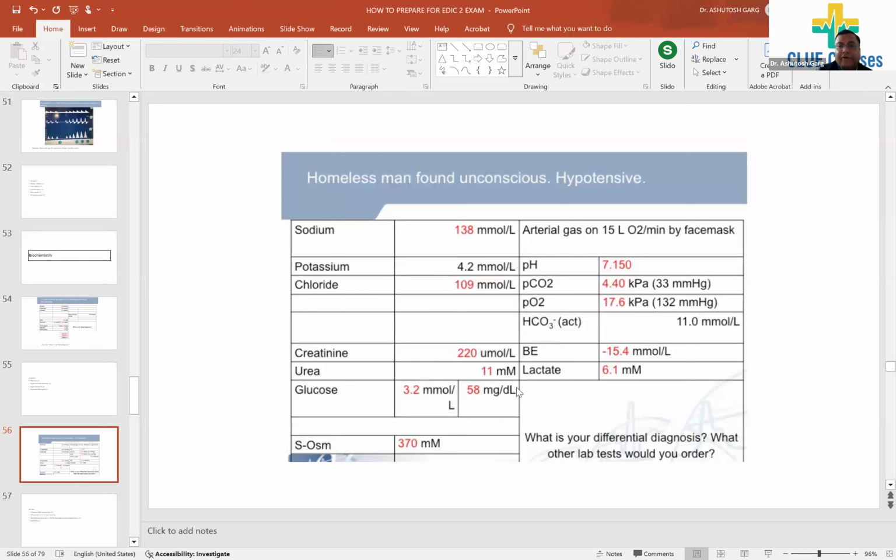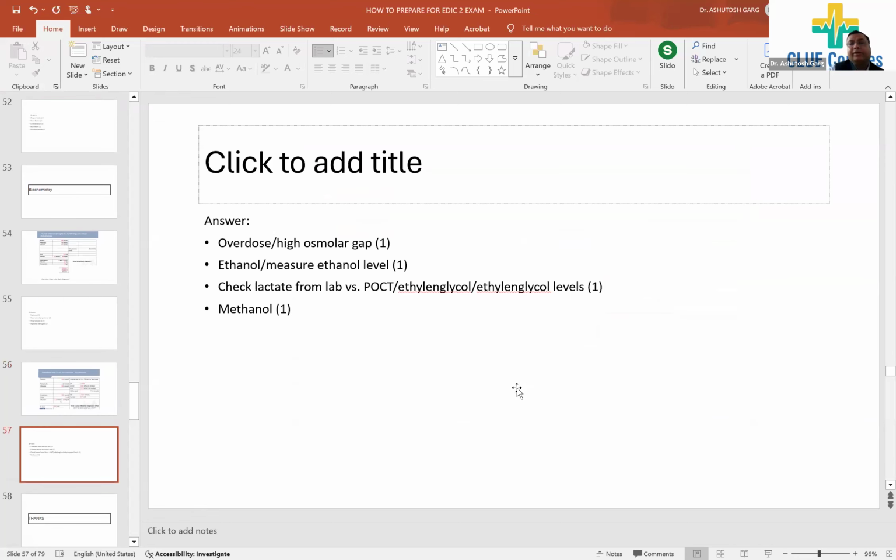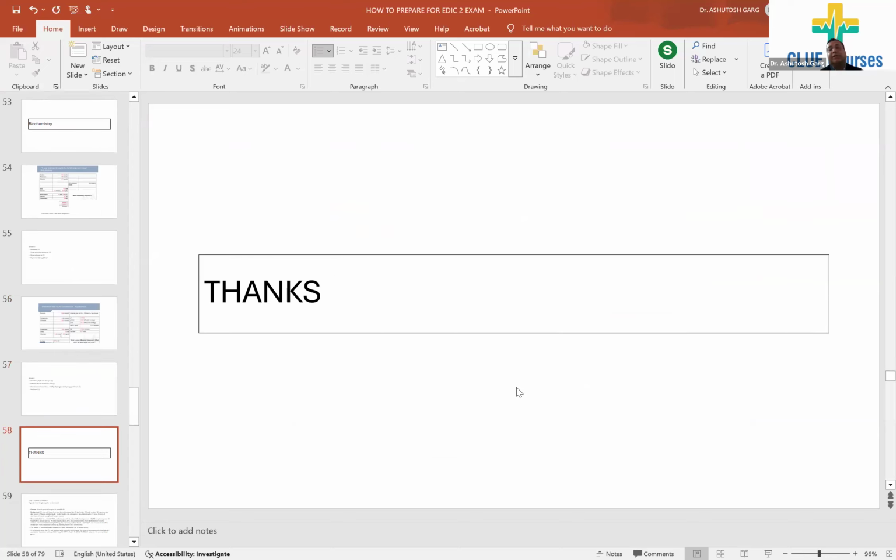Homeless man found unconscious. What is your differential diagnosis? So you can say glucose is low and lactate is high. So this may be some ethanol, high osmolar gap. So maybe some methanol poisoning or ethanol poisoning, ethylene glycol poisoning. So this is the way.